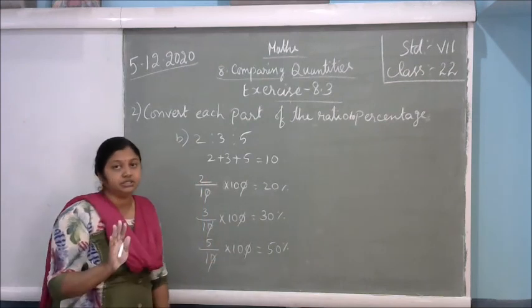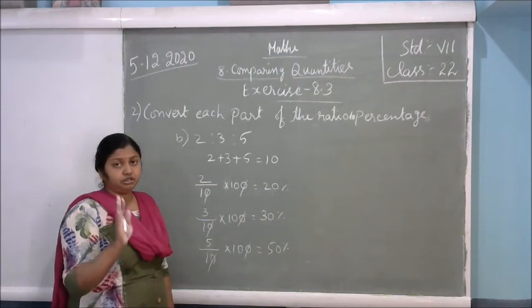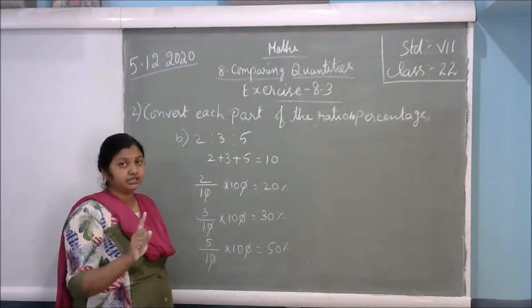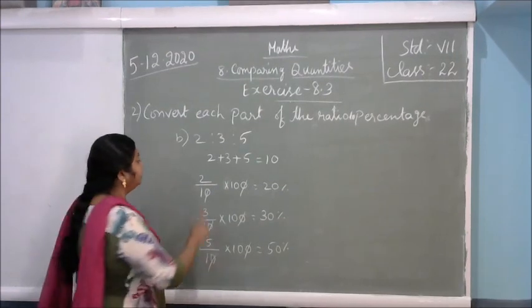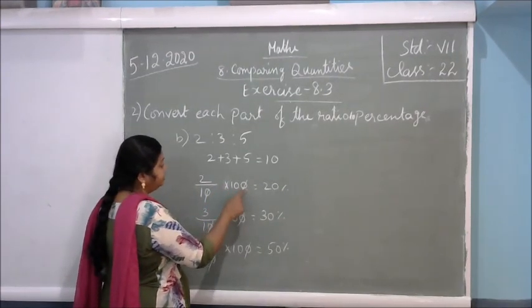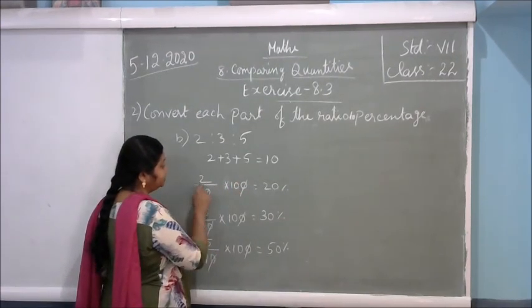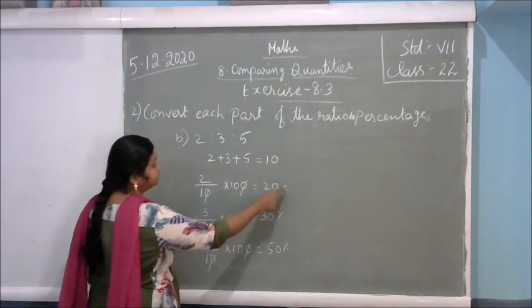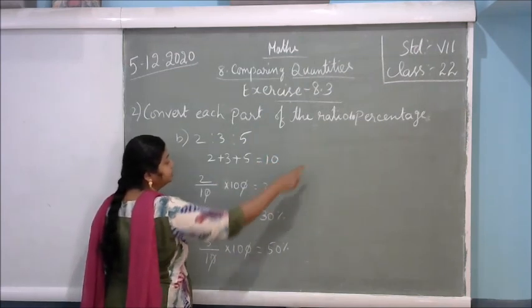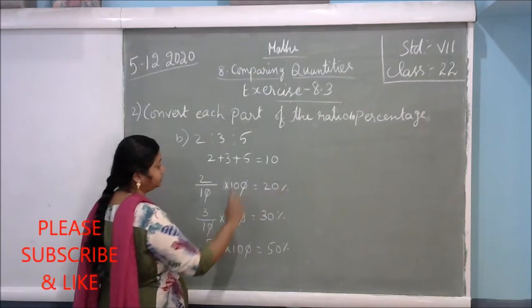If you are finding the percentage with the 100, you should multiply. I taught you in exercise 8.1. According to that, into 100, if you put 0, 0 will get cancelled. 2 into 10, 20 percentage. You are finding the percentage, so you have to put the percentage sign.